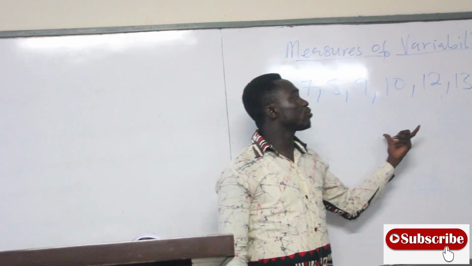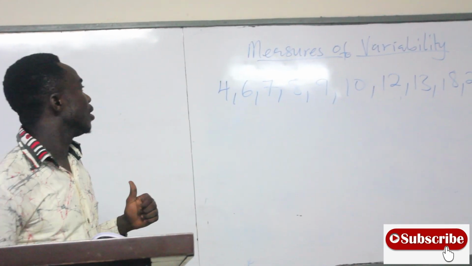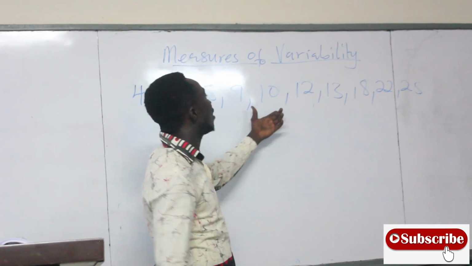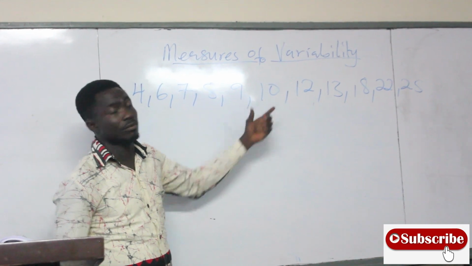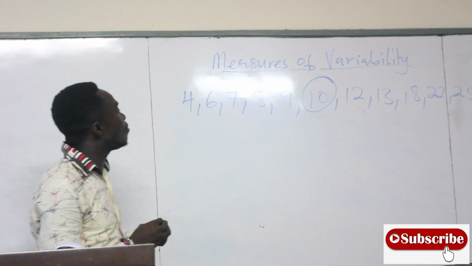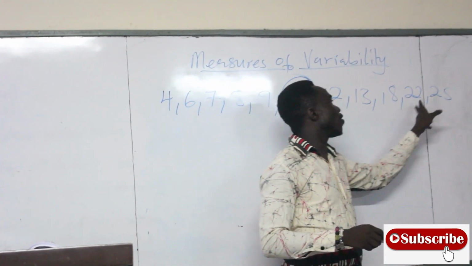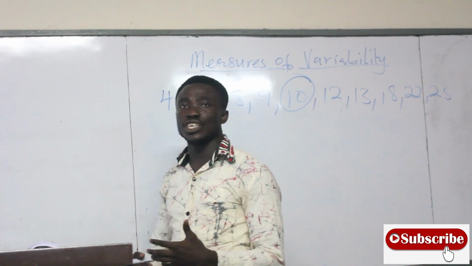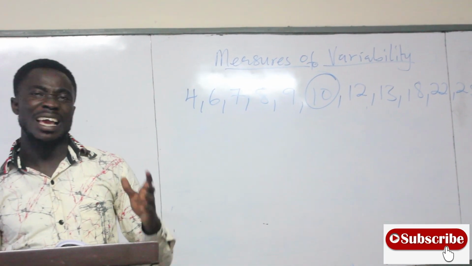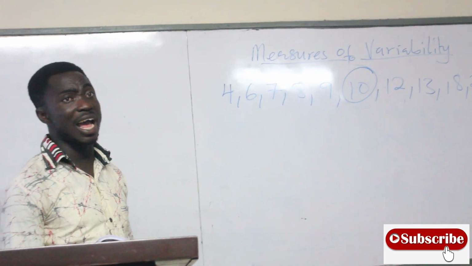So now we have to locate the middle number from the given observations. You realize that the middle number is 10. You see, I've circled 10. It means that there are how many observations? 1, 2, 3, 4, 5. There are 5 observations falling below the median and 5 observations falling above the median.